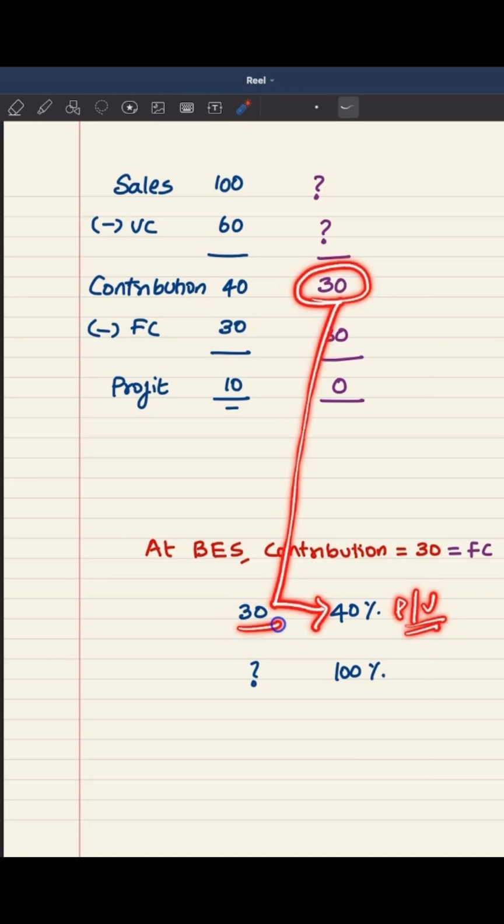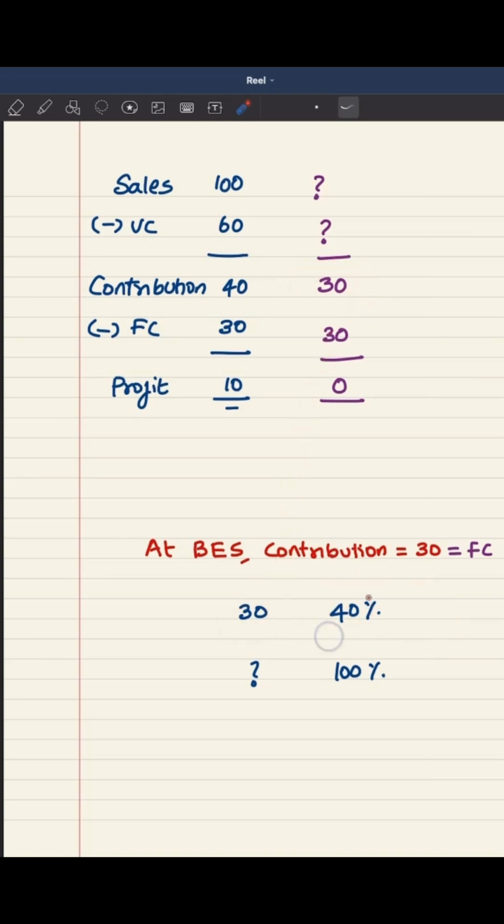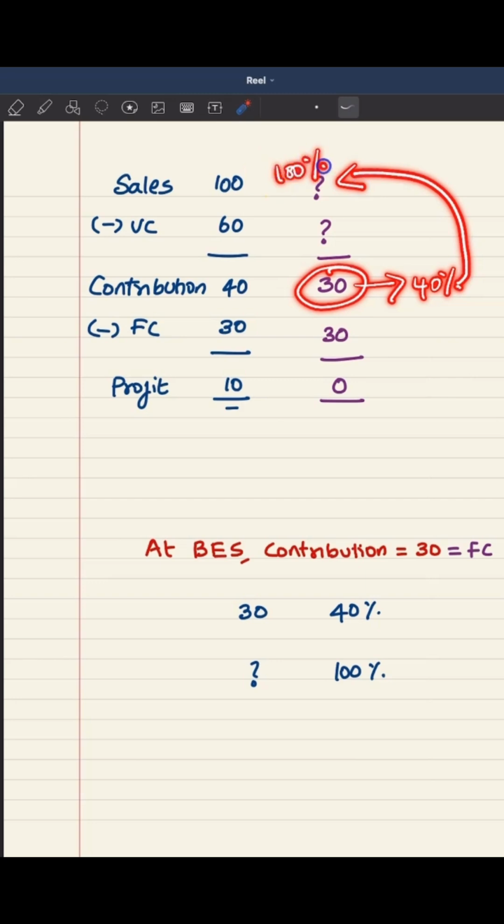So if this 30 is equal to 40%, that is PV ratio, then automatically its 100% will be the sale. How am I saying this? Look at here. This 40% PV ratio gives you the contribution. So if contribution is 40%, then what is 100%? That is the sale. Similarly here, this 30 basically represents 40% contribution. So if this is 40%, then what will be 100%? If we can find that, then automatically we are going to find out break-even sale.